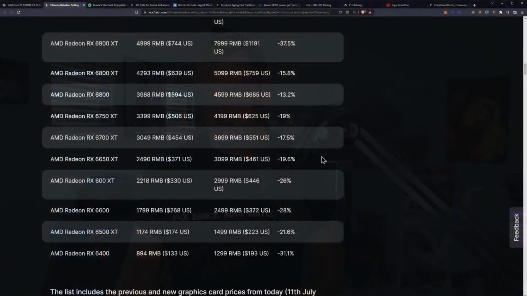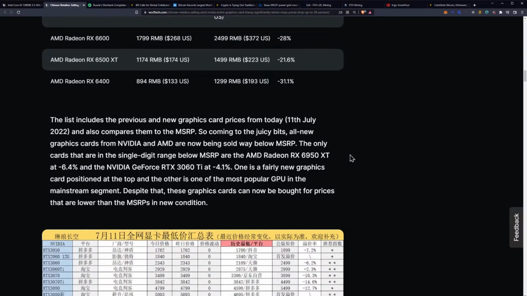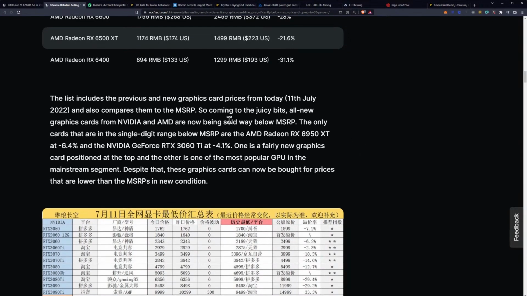And so you don't want to be overpaying right now for something that is potentially going to hit these prices. So keep this pinned when you're doing used searches, especially. You shouldn't be paying anything over this for used prices, and new prices too, theoretically, not financial advice, of course. The list includes previous and new graphics card prices from today, the 11th of July, and also compares them to MSRP.